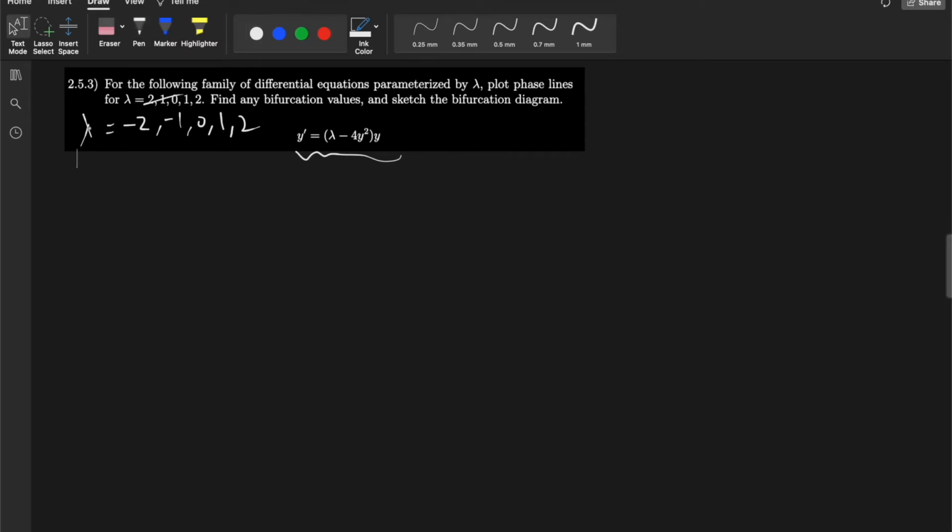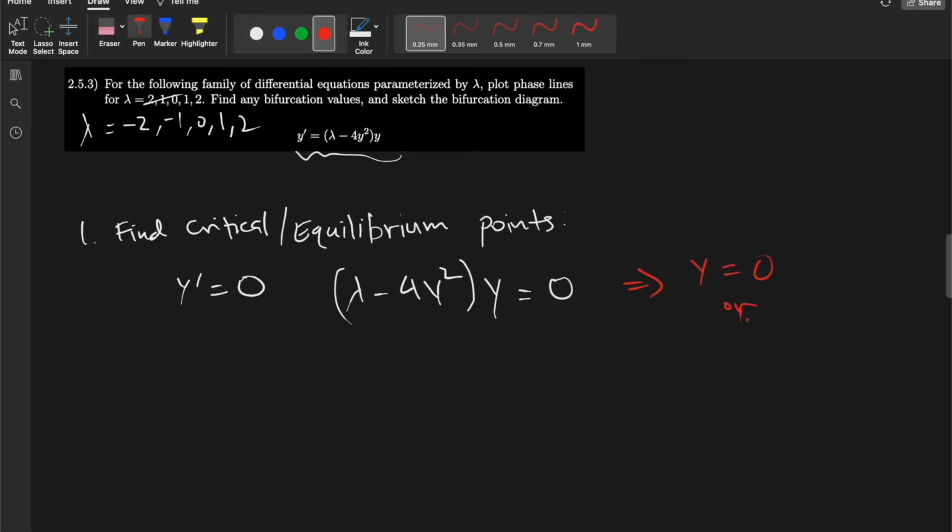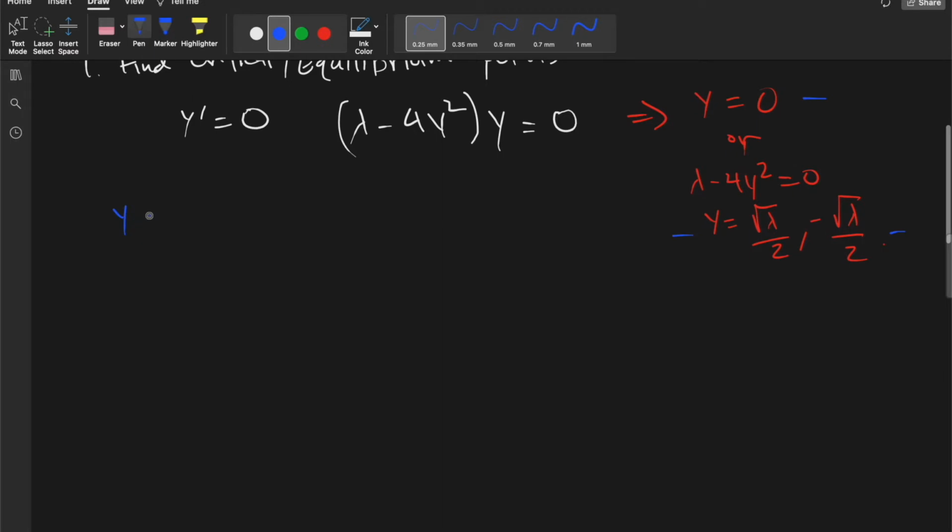All right, so the first thing we want to do is find the critical points, or the equilibrium points for this equation. The way to do that is to set y prime equal to 0 and then solve for values of y. If we do that, we get three different values of y, depending on what lambda is. For equilibrium points, y is either equal to negative root lambda over 2, 0, or root lambda over 2.